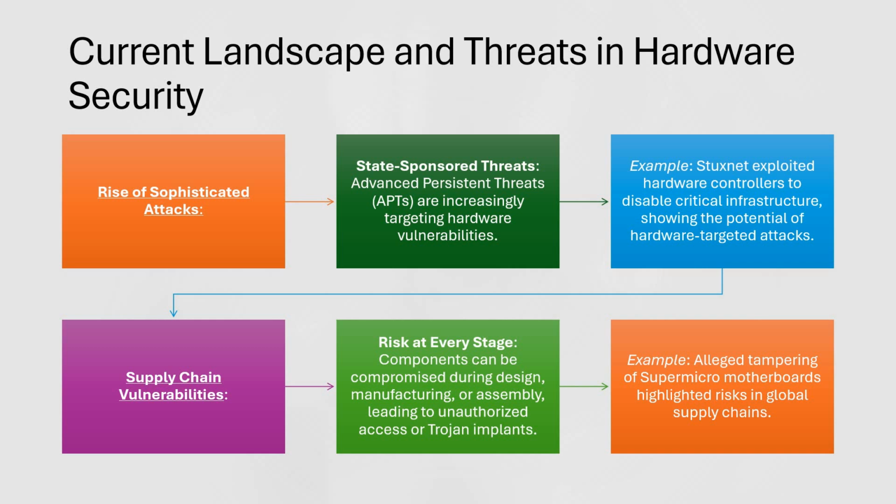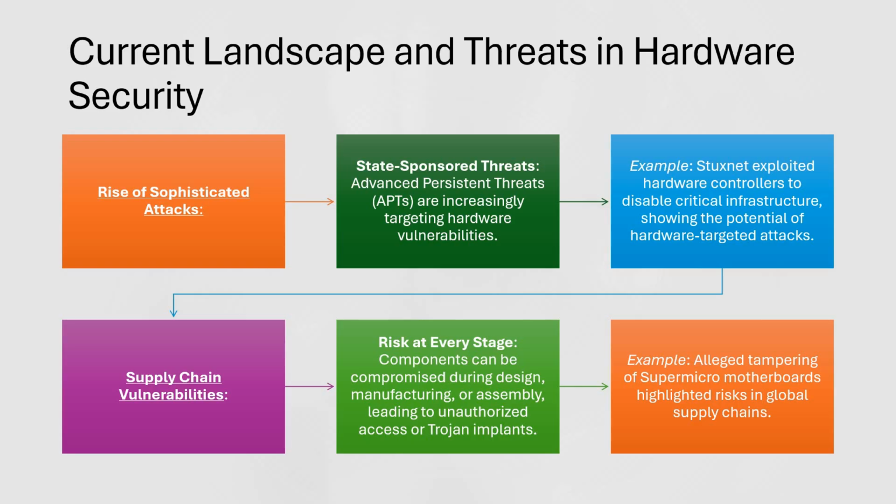The second threat that we have here is supply chain vulnerability. There is a risk at every stage when it comes to hardware. Components can be compromised during various stages. It could be during the design, manufacturing, or assembly. That can lead to unauthorized access and Trojan implants. So it can be at any stage. Risk is there at each and every stage when it comes to hardware.